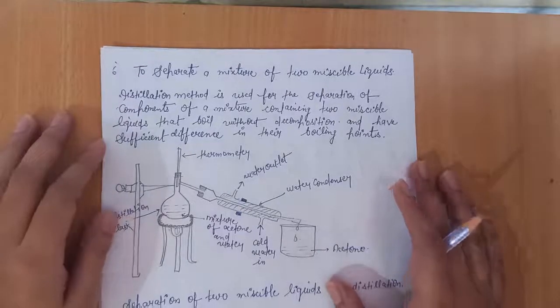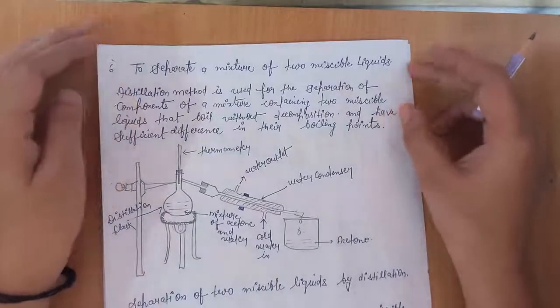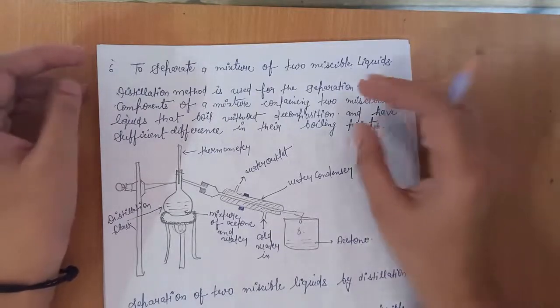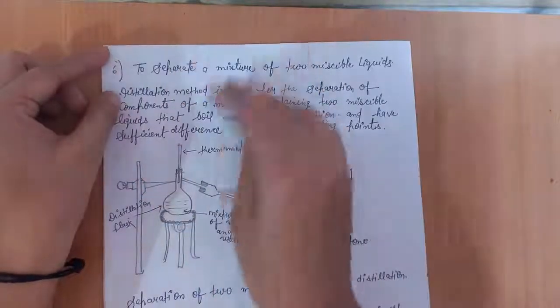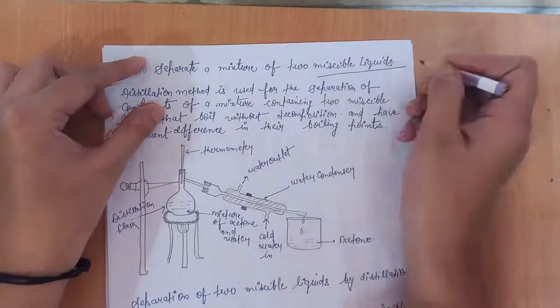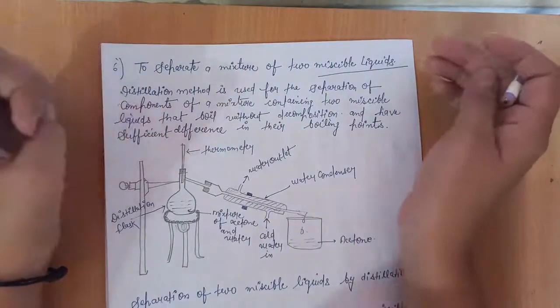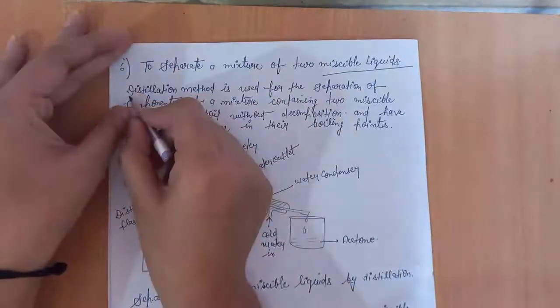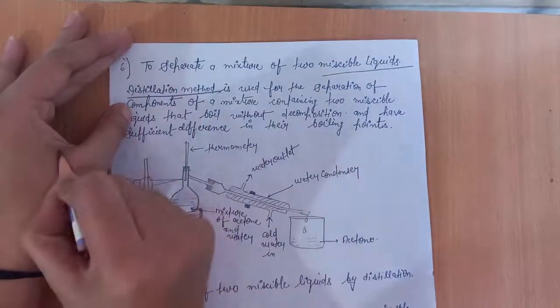Students, in this video we will discuss the separation methods of mixtures. The first method is to separate a mixture of two miscible liquids. Miscible liquids means liquids that are mixed with each other. And to separate a mixture of two miscible liquids, we use the distillation method.